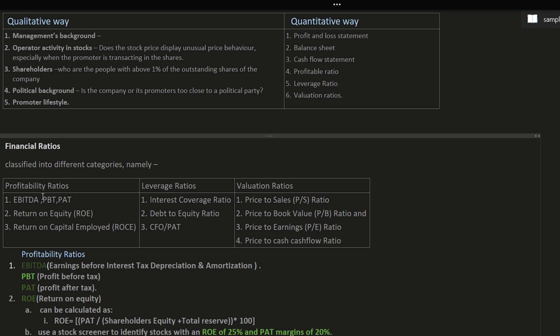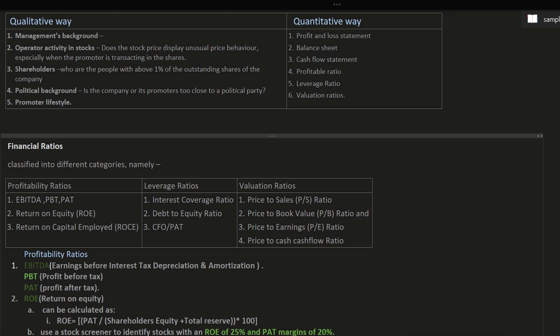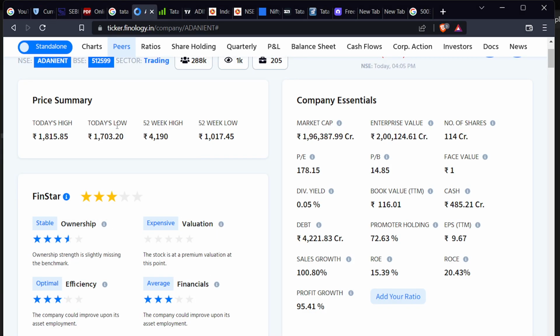As the name itself says, these are the ratios related to profit. Here you can see EBITDA, PBIT and PAT. EBITDA means earnings before interest, tax, depreciation and amortization. PBIT means profit before tax, and PAT means profit after tax. We have covered all these in the profit and loss statement. Here you can see the profit.